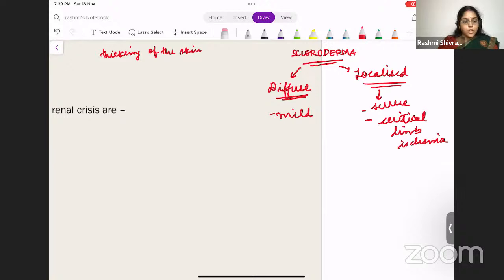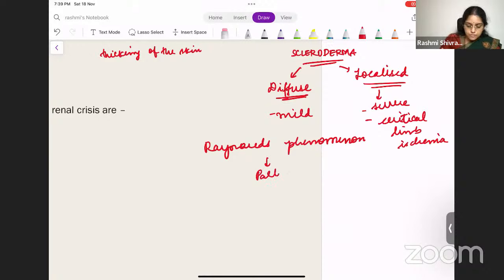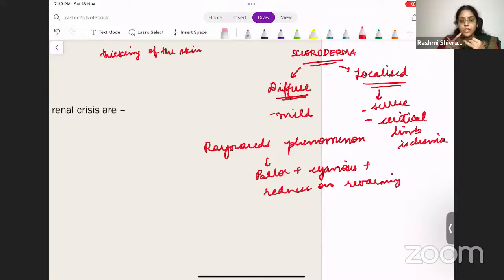One more thing. What is the most important symptom among these patients? These patients will have Raynaud's phenomenon. What is Raynaud's phenomenon? You have pallor, plus cyanosis, plus redness on rewarming. All these three things will be there.